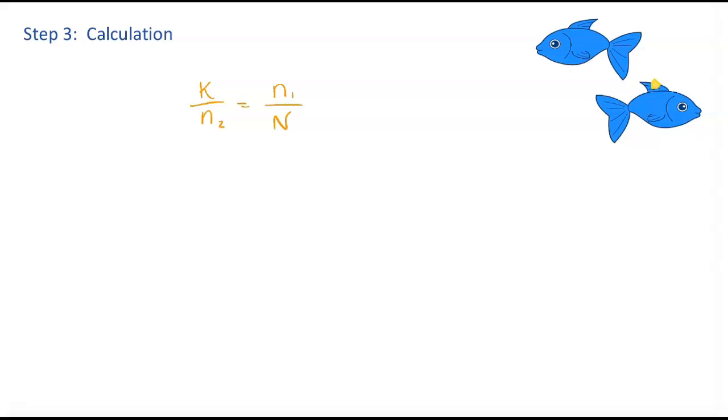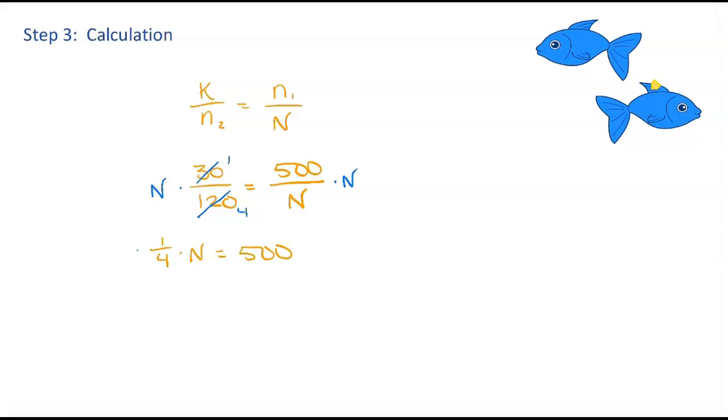Filling in with our values, we have 30 over 120 is equal to 500 over N. Doing a little simplifying and multiplying both sides by N, we have that 1/4 times N is equal to 500. Multiplying both sides by 4, we have our estimation for N. N is approximately equal to 2,000. So our best estimation is that there's approximately 2,000 fish in this pond.